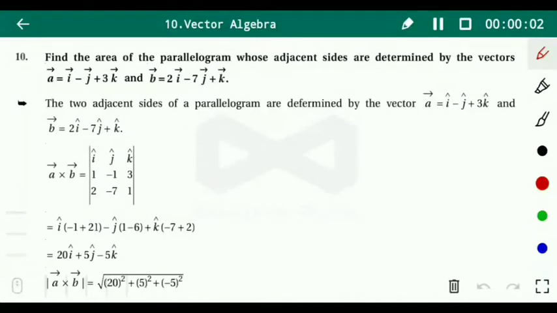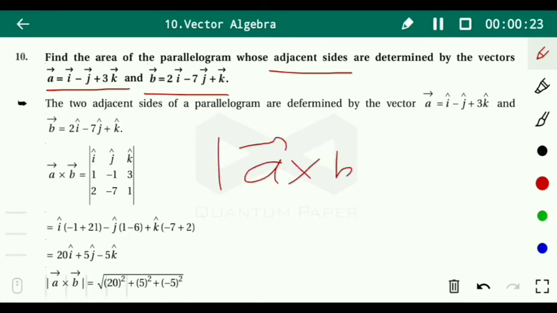The next question, number 10. Find the area of a parallelogram whose adjacent sides are determined by the vectors A equal to i minus j plus 3k, and vector B equal to 2i minus 7j plus k. So the formula for area of parallelogram is magnitude of vector A cross vector B. Okay, and A and B are the adjacent sides. So first we have to find the cross product of A cross B and then find the magnitude.